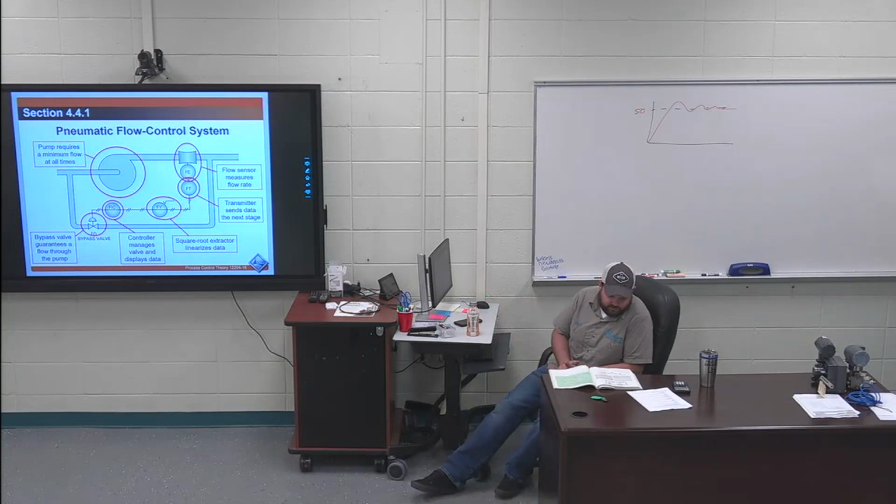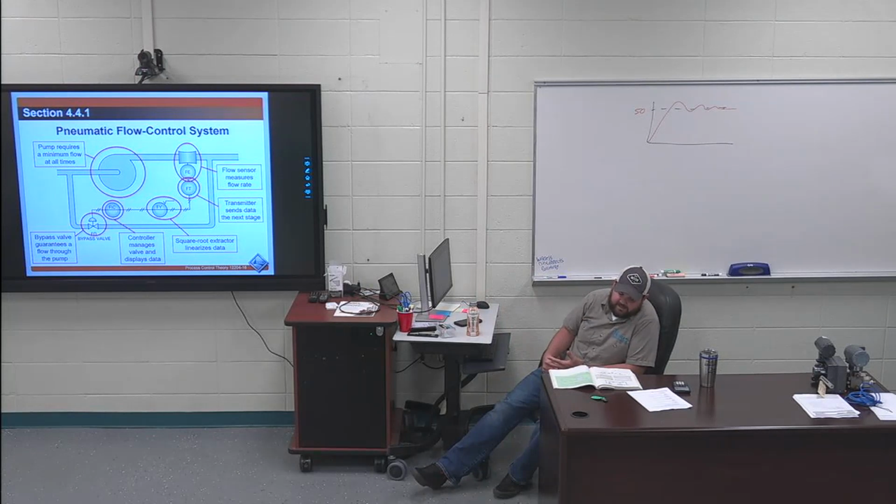So for 442 on page 52, the electronic flow control loop, the sentence that starts in the bottom left and ends in the top right of 52 is highlighted. The square root extractor converts the differential pressure information into a linear flow rate signal and transmits this information to a flow recorder and an indicating flow controller, or FIC.